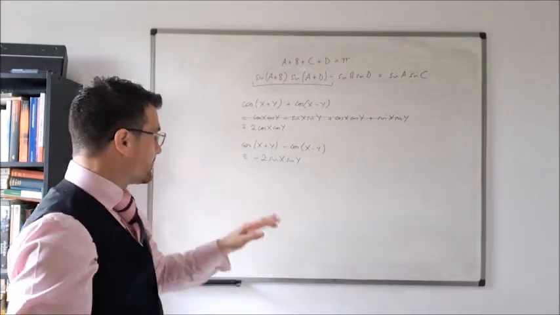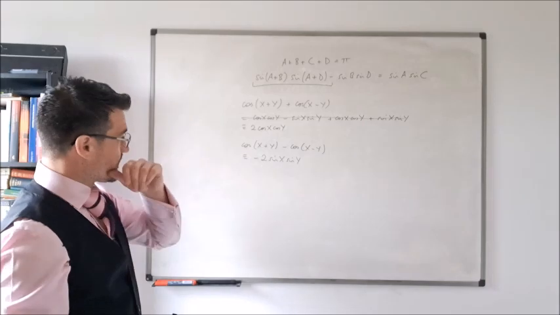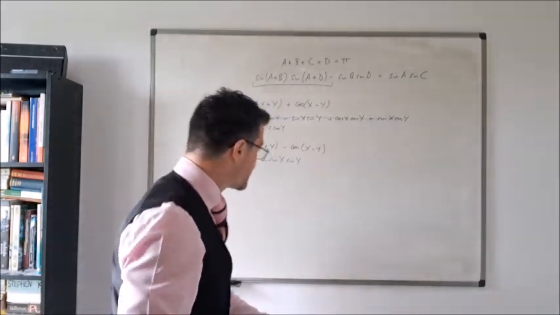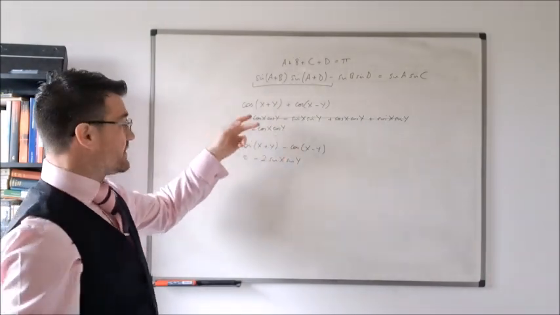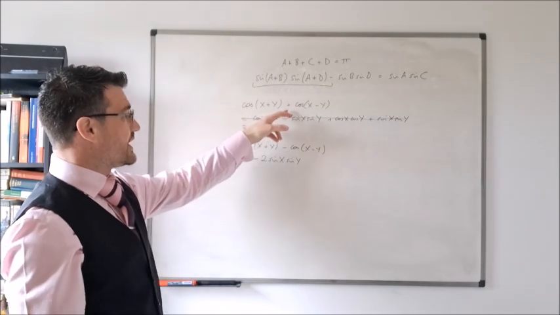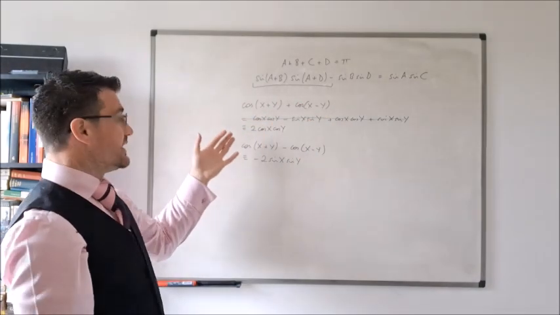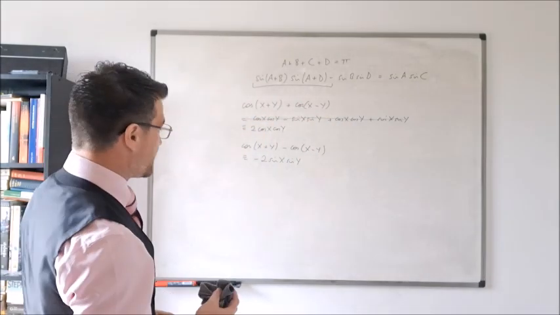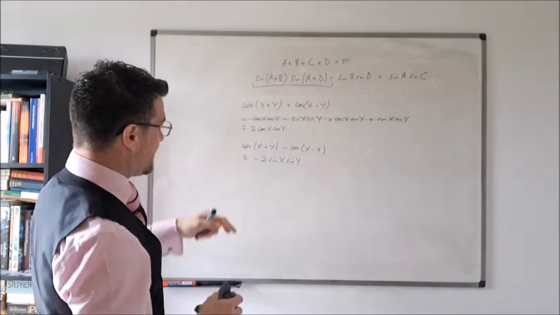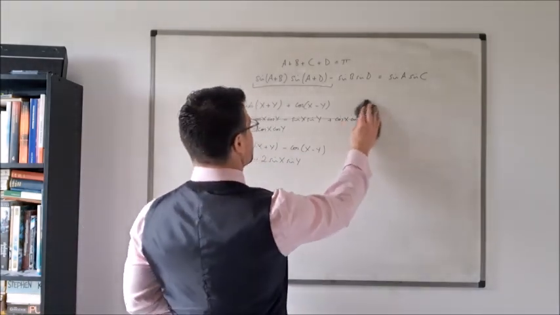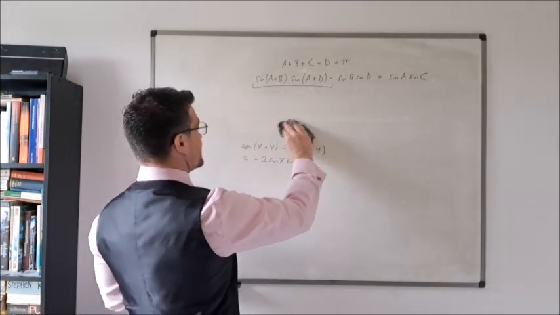So in particular, I'm going to be using this identity. We're not interested in this one. There's also identities corresponding to sine x plus y plus sine x minus y, and so on and so forth. But it's this one that I'm going to be interested in. So let's have a look at how this might be used.